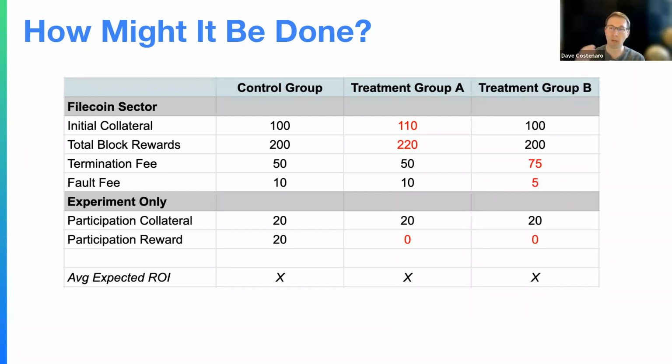Treatment B group, you might focus on seeing what the effects are of changing termination fee and fault fee. So you increase the termination fee to try to really deter that behavior, but you've decreased the fault fee in a corresponding fashion such that the expected rate of return again is X. So these are just examples. This would need a full-fledged experimental design to see what all the various cases would be. But this is an interesting way to look at it, just to illustrate the point.